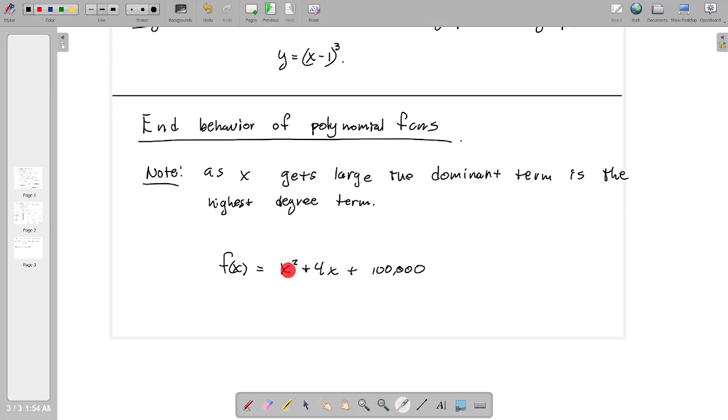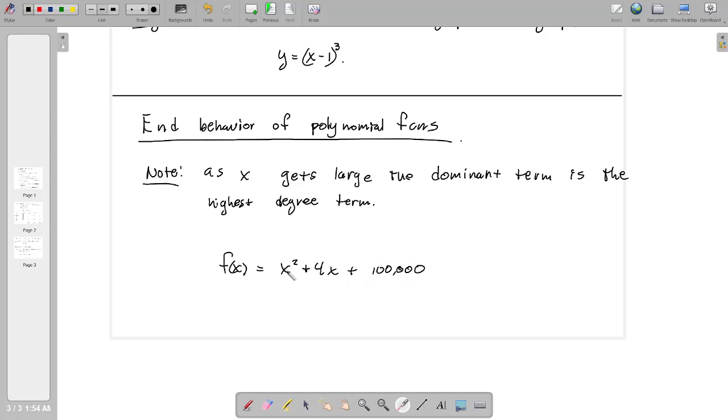So near x equals 0, the dominant term is 100,000 because it's the one contributing most to the y value. So let's say that x is 0. Then 100,000 is contributing everything to the y value because the other two terms turn out to be 0. If x is equal to 1, then we have 1 squared plus 4. That's only 5. But the y value in totality would be 100,005. The 100,000 is coming from the constant term.